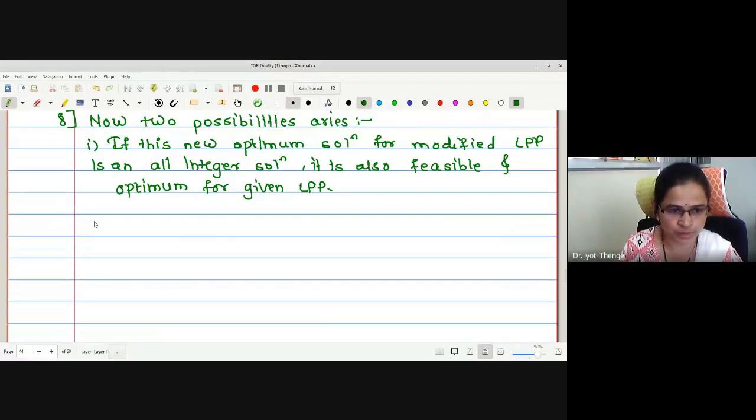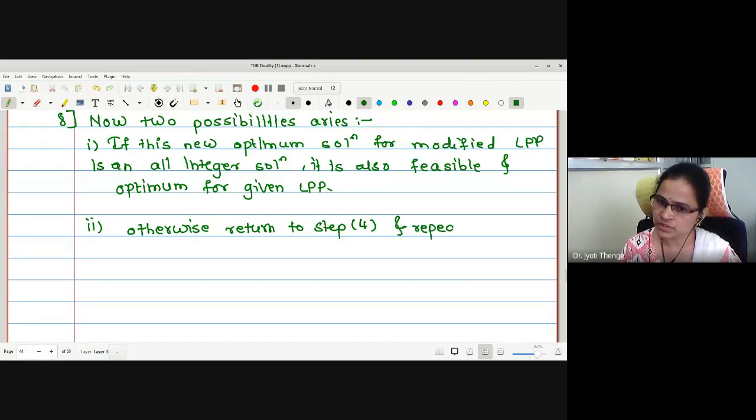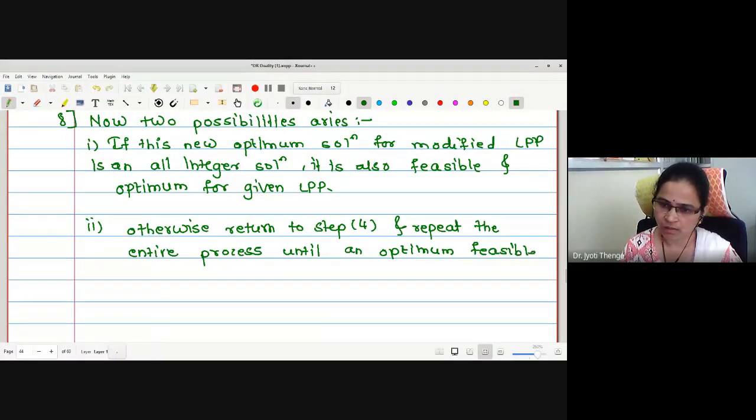Actually, here we are going to stop the process. What is the second possibility? Otherwise, return to step 4. What is my step 4? Construction of the Gomory constraint, and repeat the entire process until an optimum feasible integer solution is obtained.